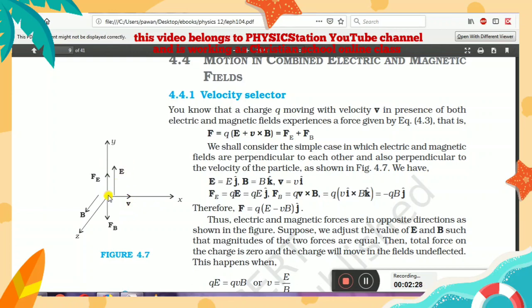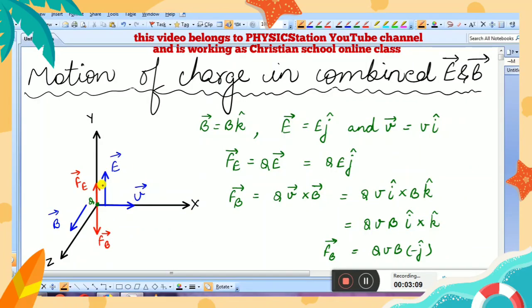Now at the origin you can consider a positive charge. This electric field is along the y-axis, so it will apply some force on the charge, that will be Fe, and Fe will also be in the same direction. The magnetic field, which is along the z-axis, will also apply a force on this charge, right? And in which direction? Along the minus y-axis, which you can see here in the downward direction. So to understand this, let us come here.